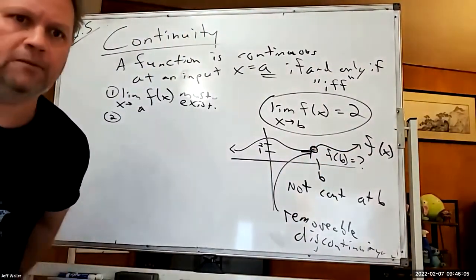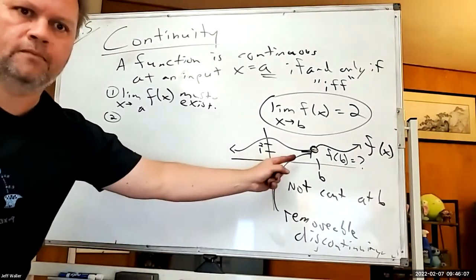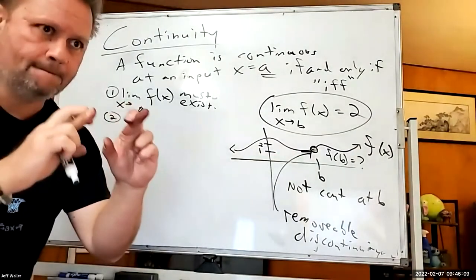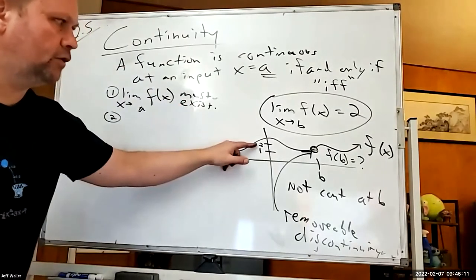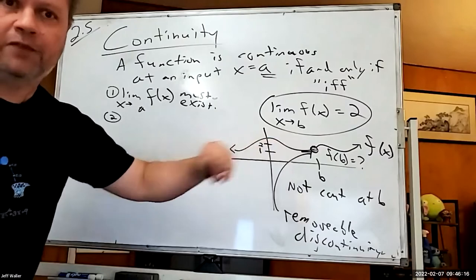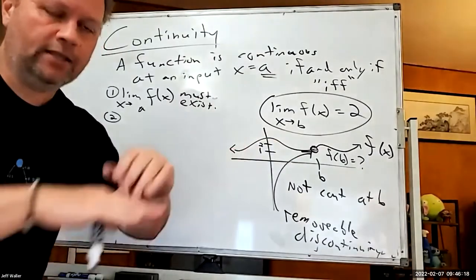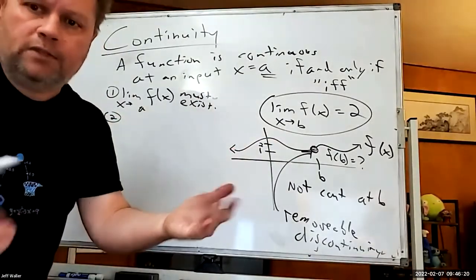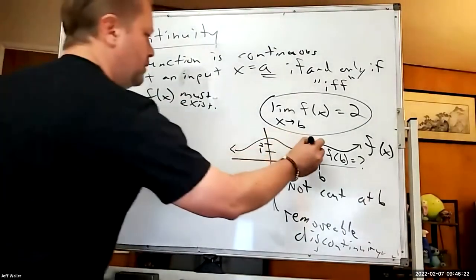What's f of b? At the moment, nothing. Good. I was hoping nobody would say 2 because it's undefined. So if the function's undefined there, it's like a hole there, it's not continuous there. So what's the second requirement?